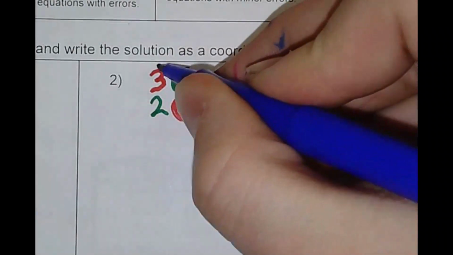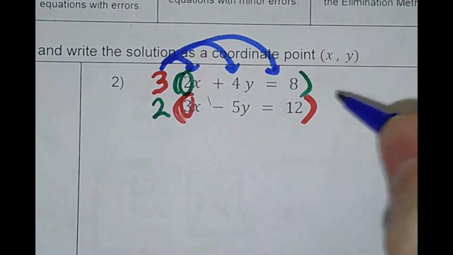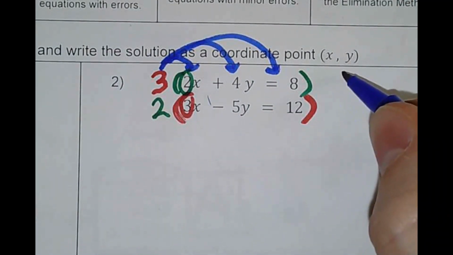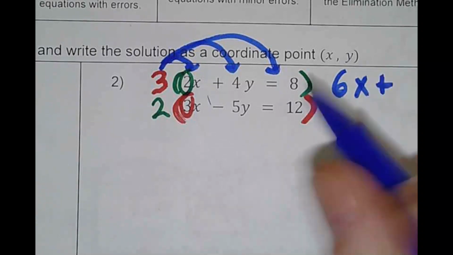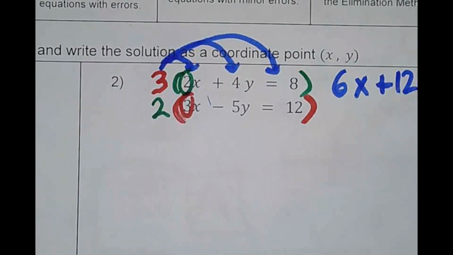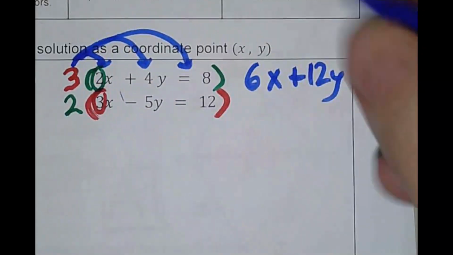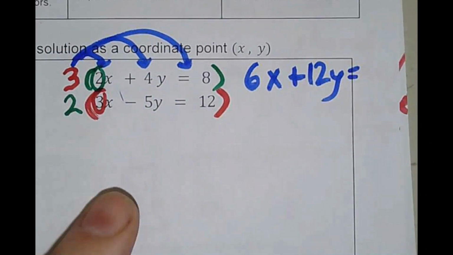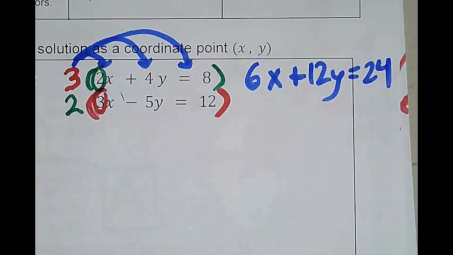So let's see what happens if we multiply the equation to get 6. So for the top equation, let's carefully do it. 6x plus, so 3 times 2 is 6. 3 times 4, good, 12. And 3 times 8 is, man, I don't want to make a mistake here because that would be the wrong answer. 8 times 3 gives us 24.